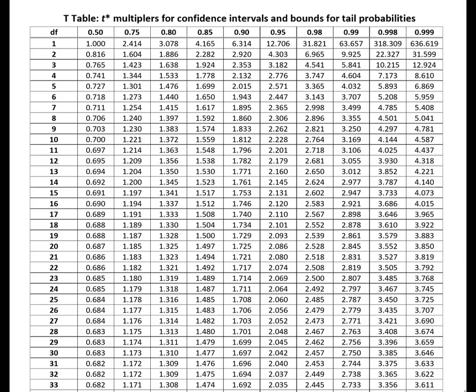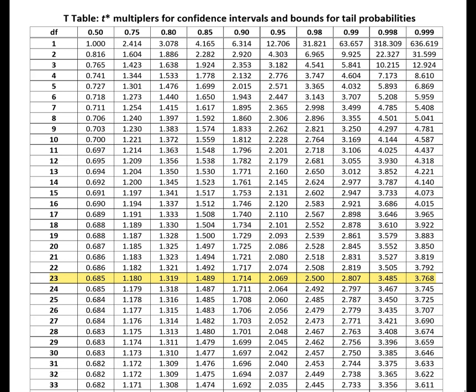So we head to our t table to find our t star multiplier. We first need to figure out our degrees of freedom. The sample size we have for this problem is 24, and for one population mean, the degrees of freedom is simply equal to the sample size minus 1. So we'll be dealing with row 23 here.